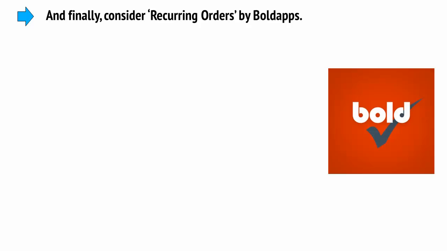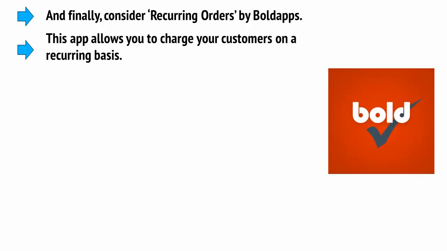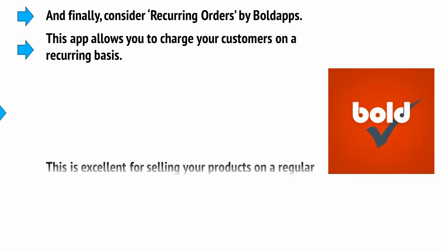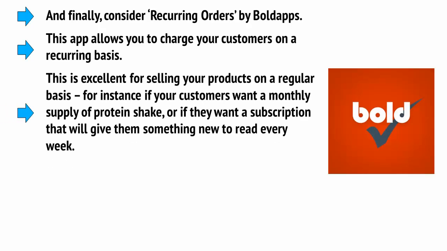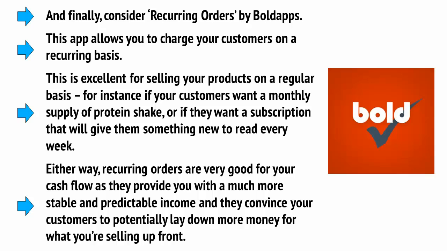And finally, consider Recurring Orders by Bold apps. This app allows you to charge your customers on a recurring basis. This is excellent for selling your products on a regular basis. For instance, if your customers want a monthly supply of protein shake, or if they want a subscription that will give them something new to read every week. Either way, recurring orders are very good for your cash flow, as they can provide you with a much more stable and predictable income, and they convince your customers to potentially lay down more money for what you're selling up front.